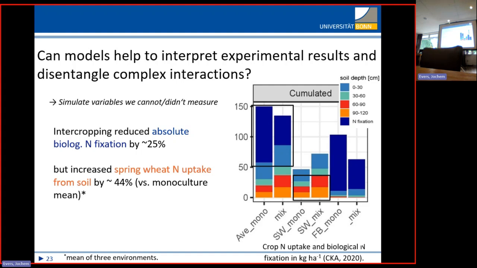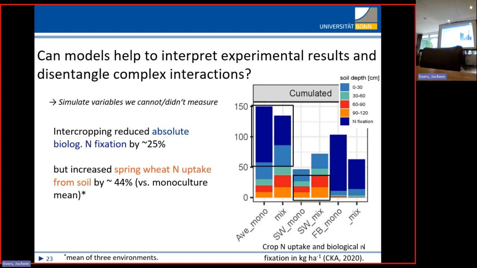And the other explanation is that there are also fewer fava beans in the mixture because it's suppressed by the cereal. It's actually surprisingly a lot. Yeah, half the plants, and even though they're fertilized, they still have almost the same fixation and simulation.